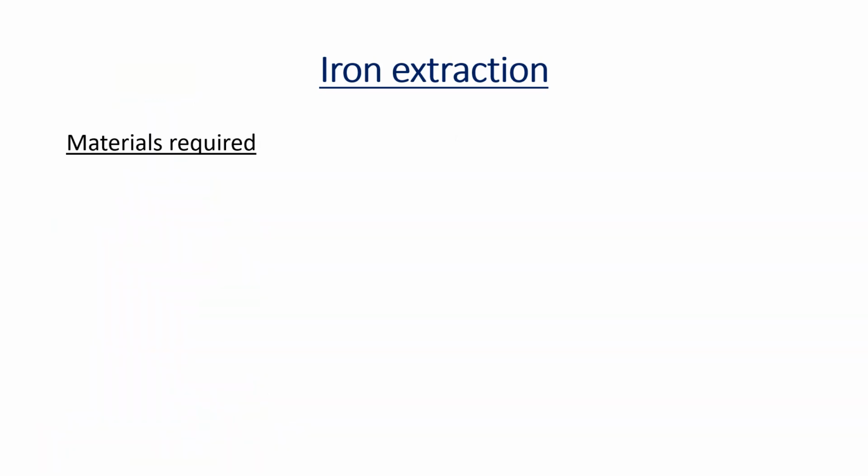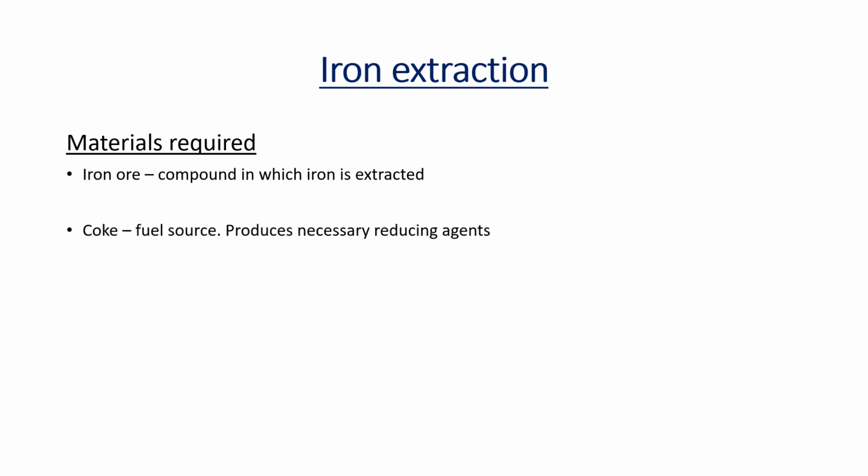Certain components or materials are required for the extraction of iron, one obviously being the iron ore, the compound where iron is found along with its impurities. On top of this, you also need a fuel source. This fuel source is called coke, which provides carbon for the reduction reactions, which we'll have a look at. As you can see on the slide, it produces the necessary reducing agents.